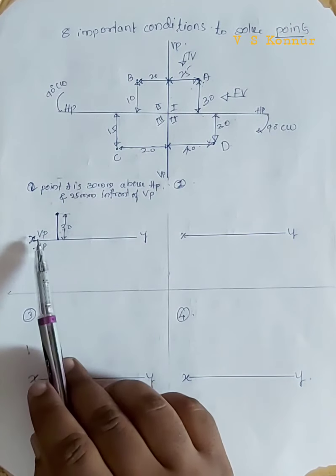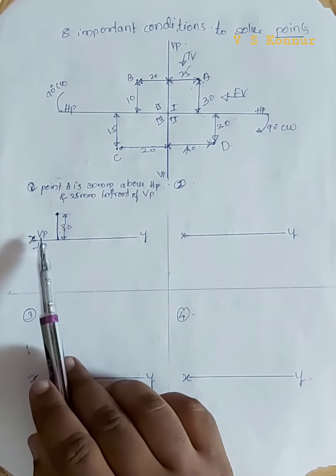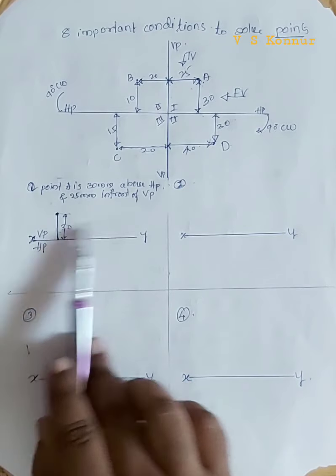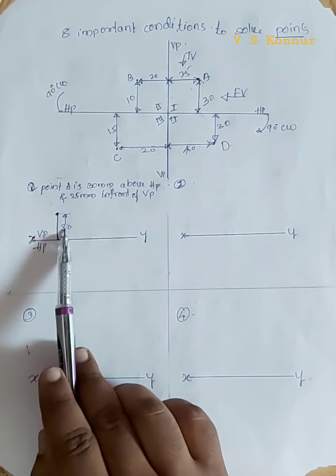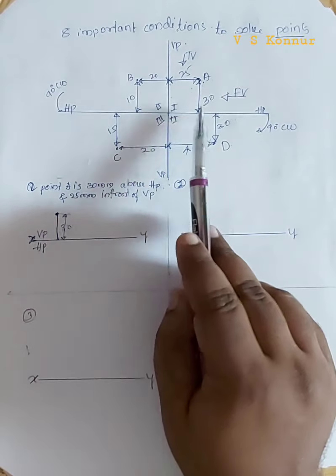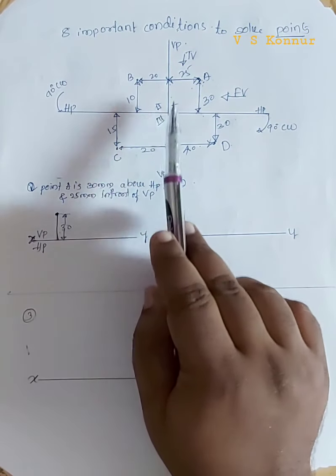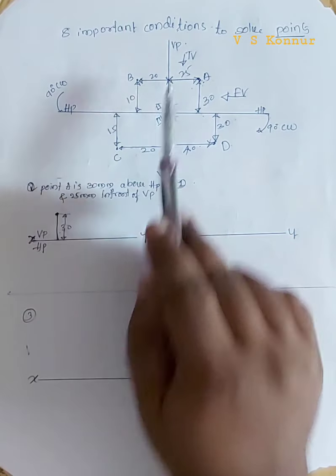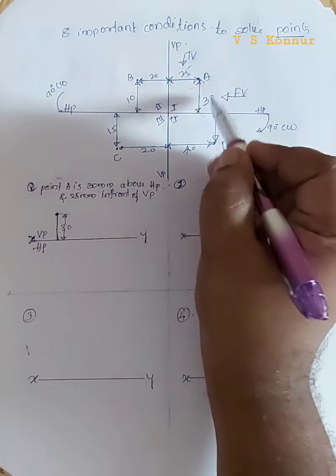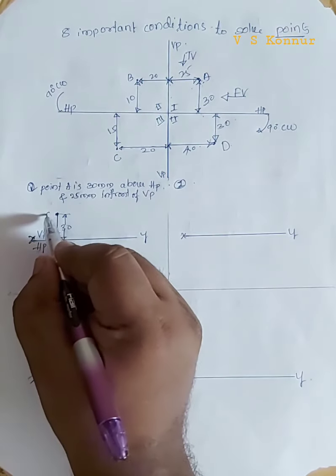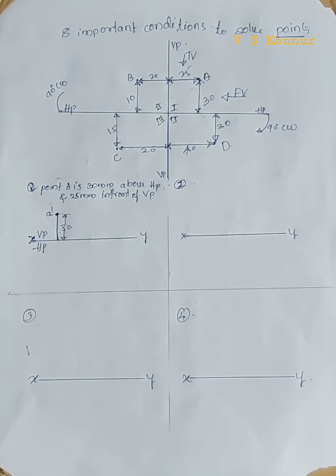From the front view, that 30 mm will be projecting on the vertical plane. This 30 mm I have drawn on the vertical plane only. From the intersection, it is 30 mm on the vertical plane. When you are viewing from the front side, point A will be indicated by a small letter with a dash.